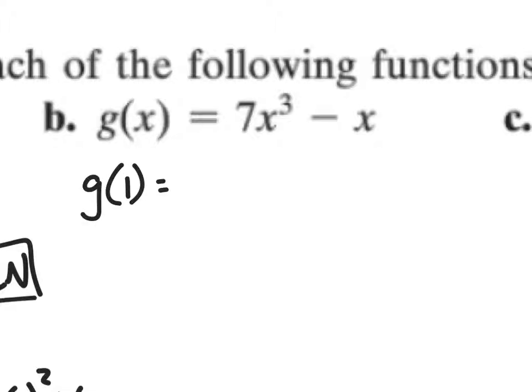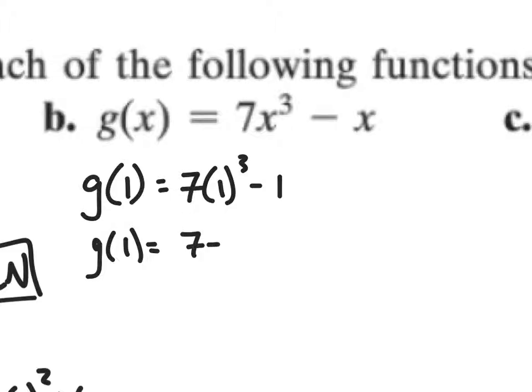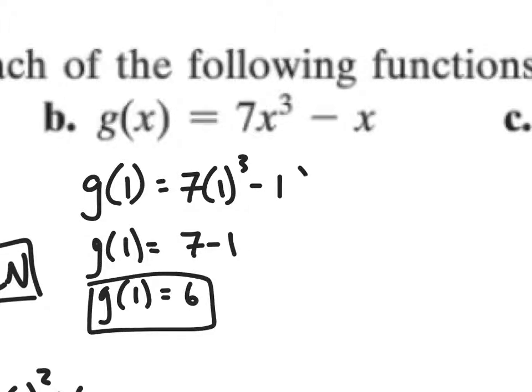All right. I'm going to get 7 times 1 cubed minus 1. So g of 1 is equal to, 1 cubed is just 1, so 7 minus 1 is going to give me 6. All right, so g of 1 is equal to 6. Now let's just see what happens when we plug in negative 1. All right, and then we'll see what we get.